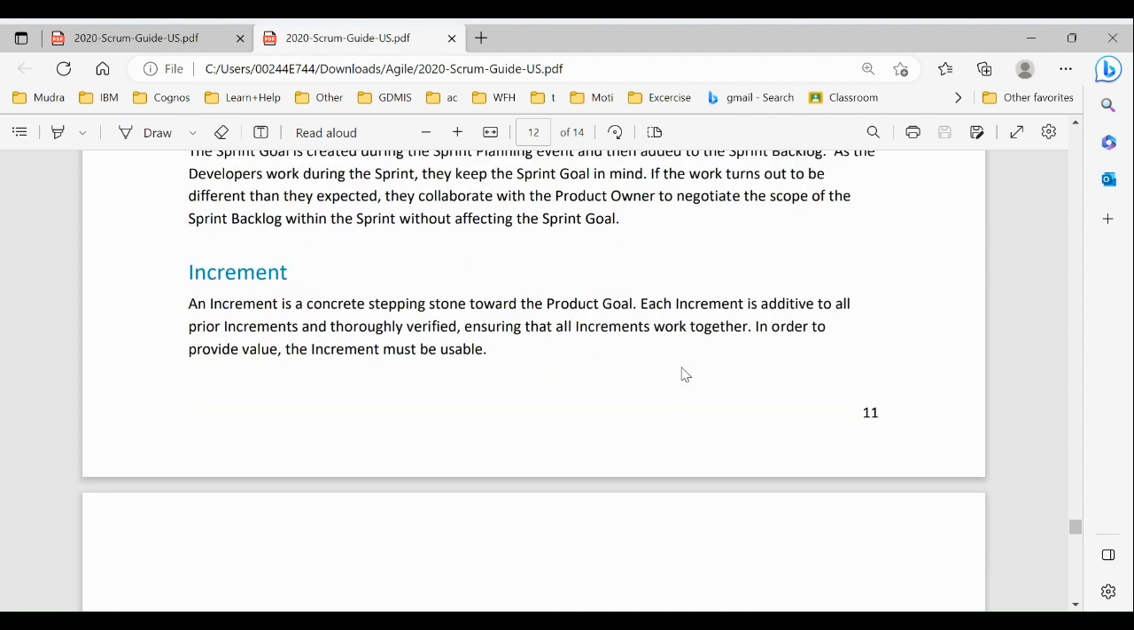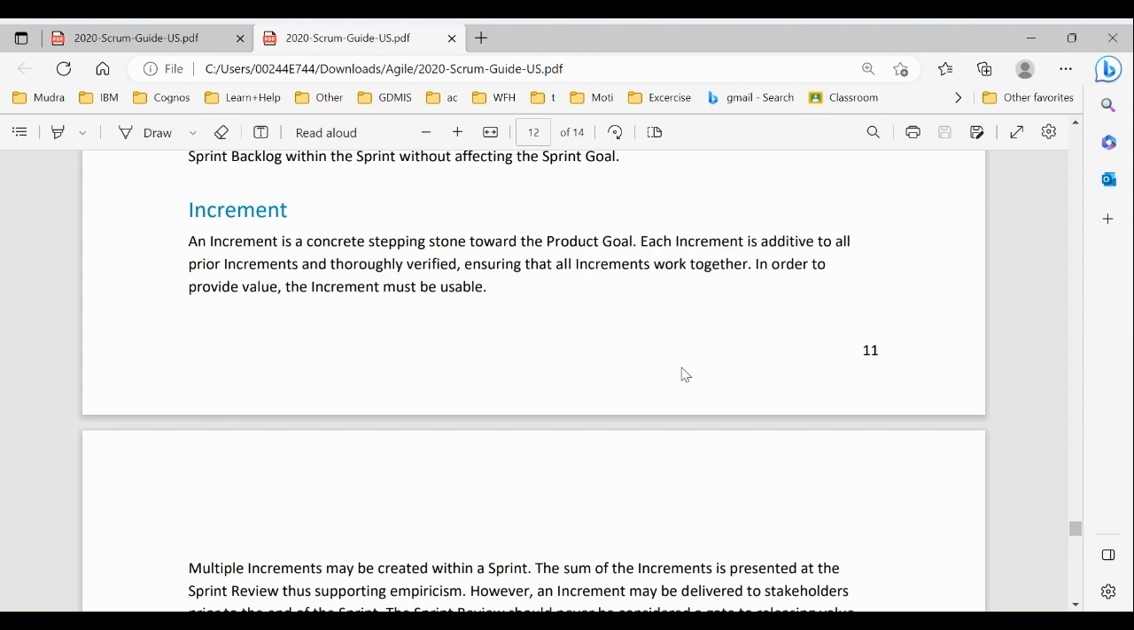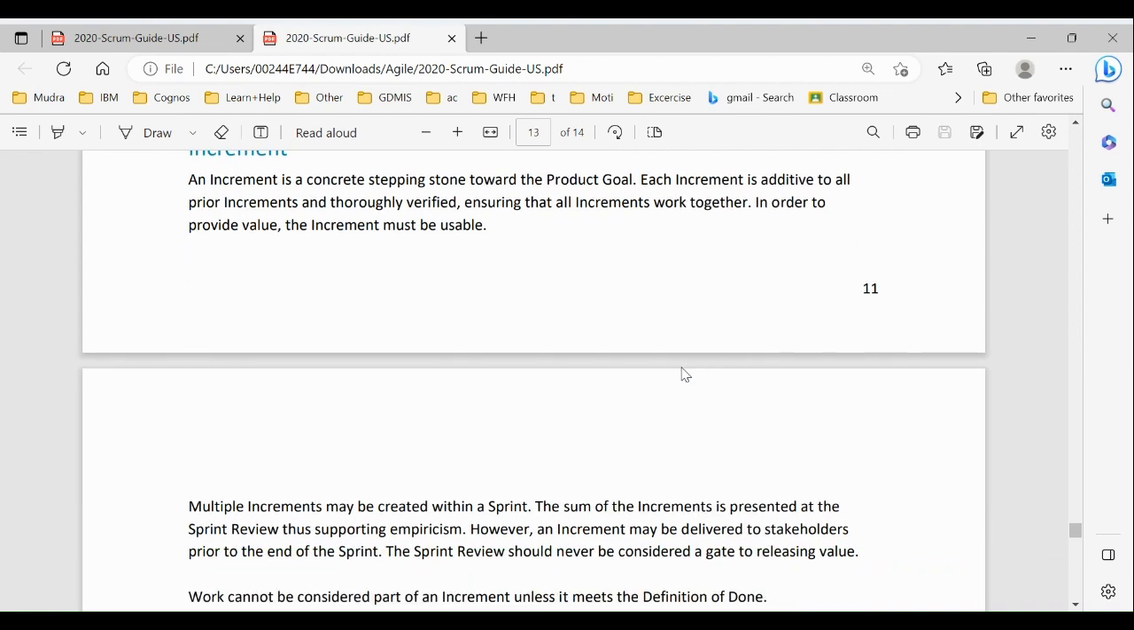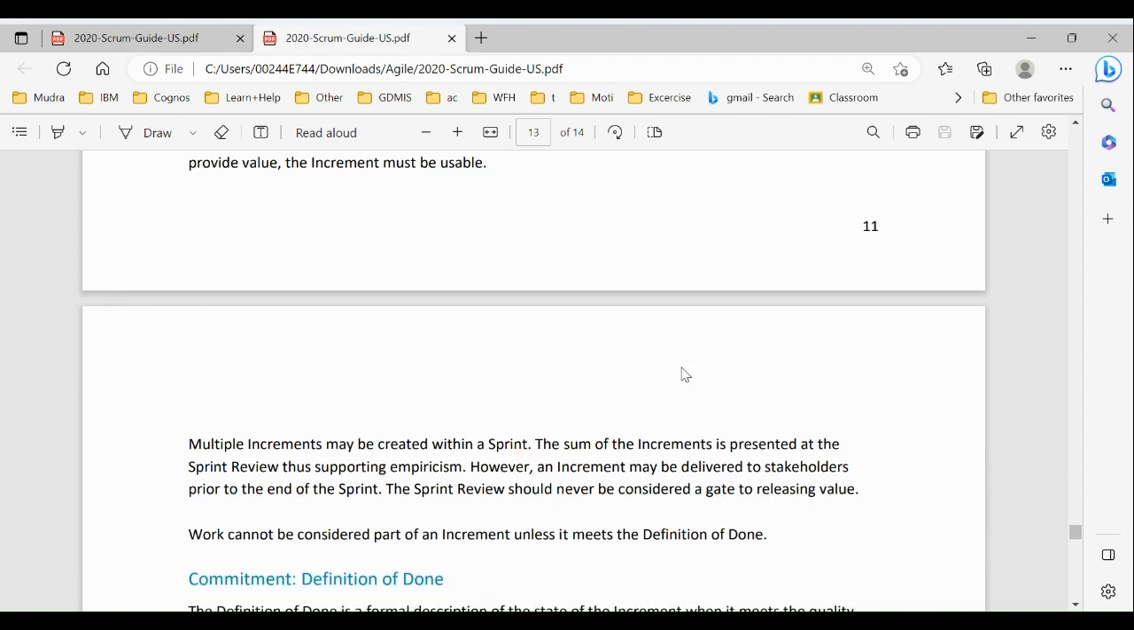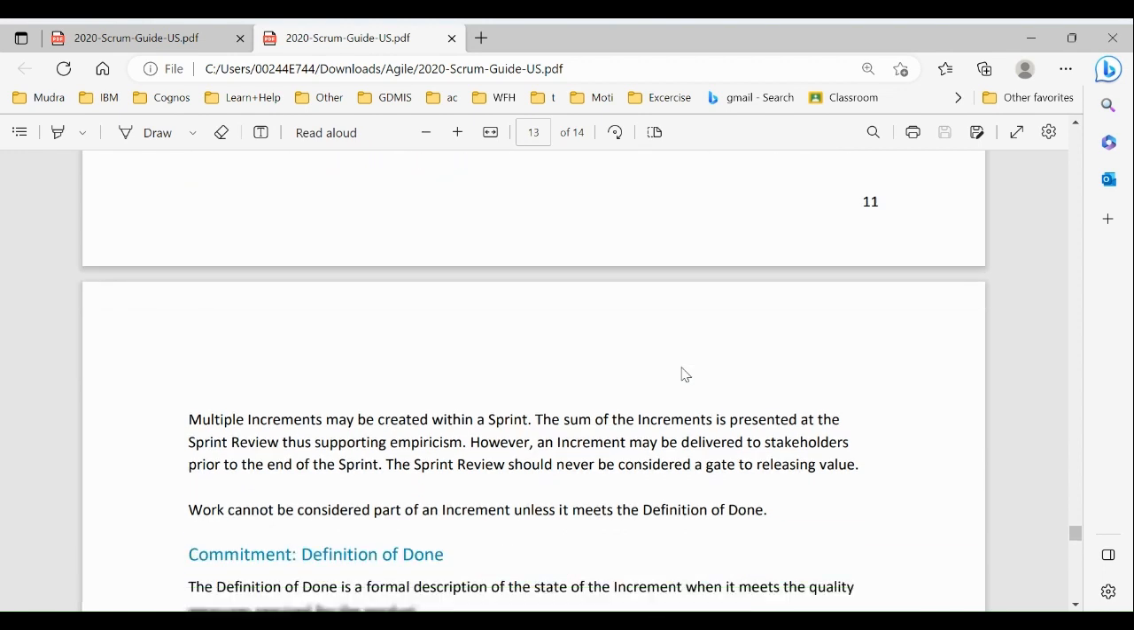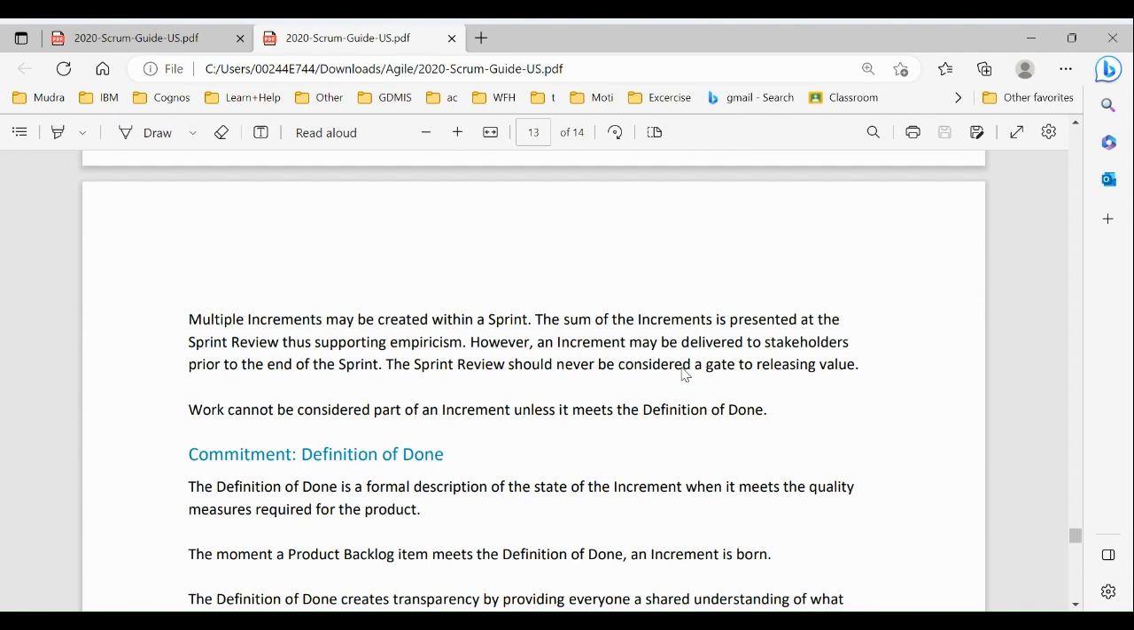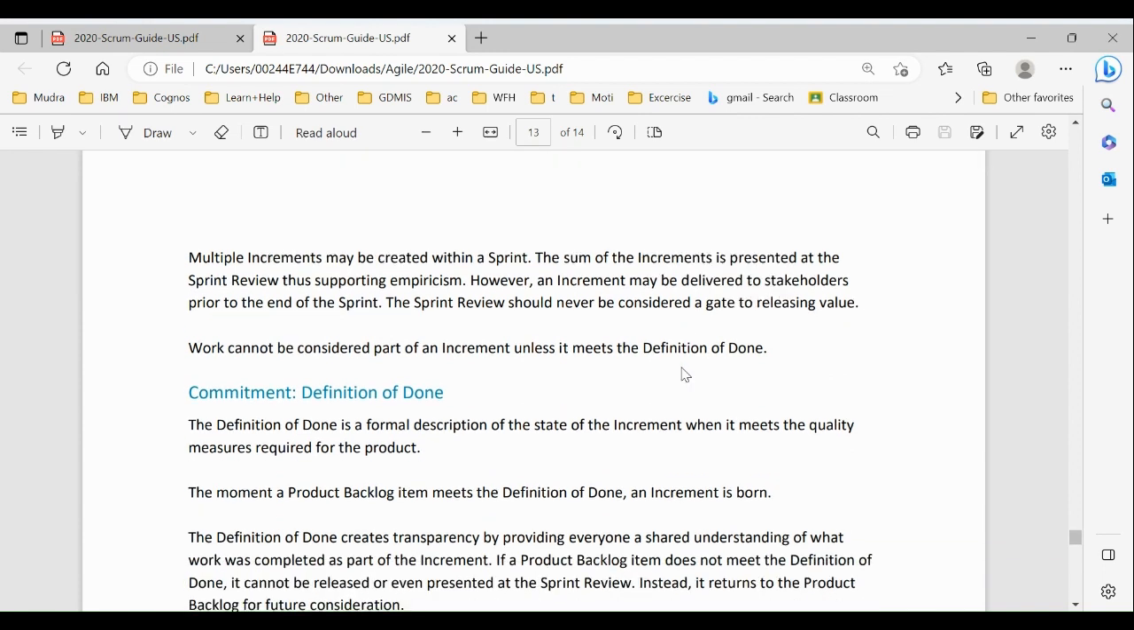Increment. An increment is a concrete stepping stone toward the product goal. Each increment is additive to all prior increments and thoroughly verified, ensuring that all increments work together in order to provide value. The increment must be usable. Multiple increments may be created within a sprint. The sum of the increments is presented at the sprint review.